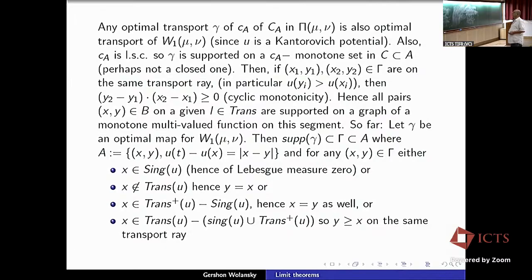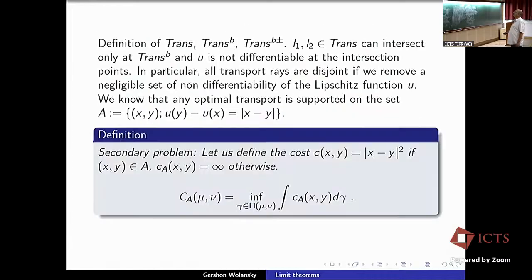What does it mean bigger or equal to x? It means that uy is bigger or equal to ux, along the optimal transport gamma. Okay, so I have to come back and define what is CA.